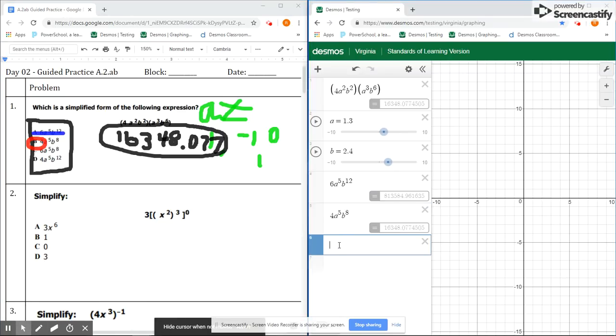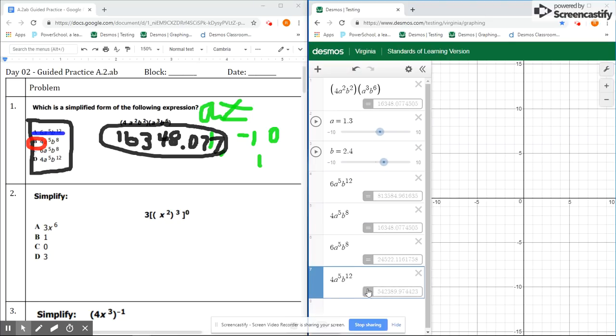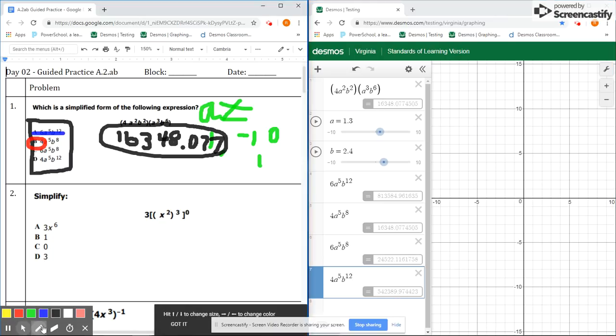All right. Letter C is 6, a to the 5th, b to the 8th. All right, that's 24,522. That's not the same. And if I try D quickly, I have 4, a to the 5th, b to the 12th. That is a big number. That is not 16,348. All right. So I checked all my answers, and the only answer choice that is the same as 16,348 is letter B. So that's going to be our answer.